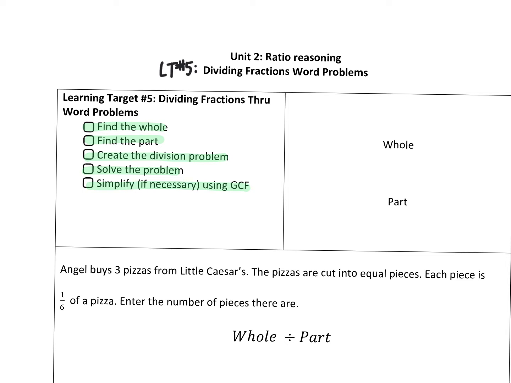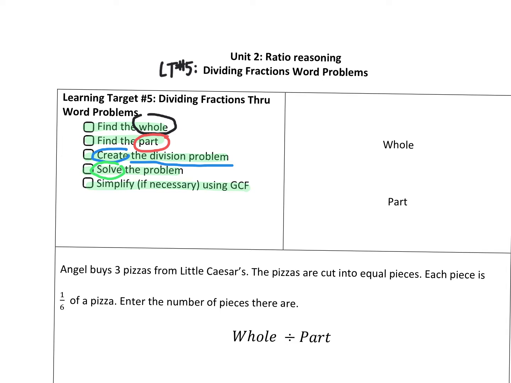So the first thing you need to do is, when you're reading the word problem, you need to find the whole. We'll talk about what that means in just a few minutes. Next, you should be able to find the part within the word problem. Once you have those two pieces of information, you go ahead and create the division problem. So that's when you actually create the problem from the word problem. And then you're going to solve it. The solving is a part that you guys have gotten really good at.